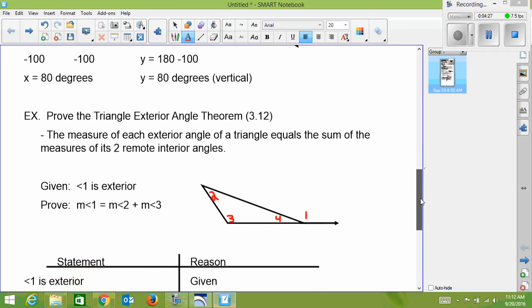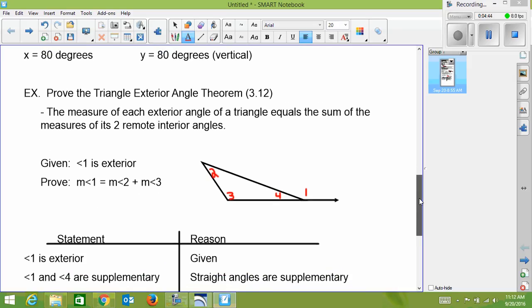And I'm going to do the two-column proof. That's my favorite proof to do. It's just the most organized to me, and it makes the most sense. So I have my statements on the left and the reasons on the right. I have angle 1 is exterior, and that's given. Okay. So from there, what's the next thing that I do know? I know that angles 1 and 4 would be supplementary. I can't use 2 and 3 yet because I haven't proven anything about them yet.